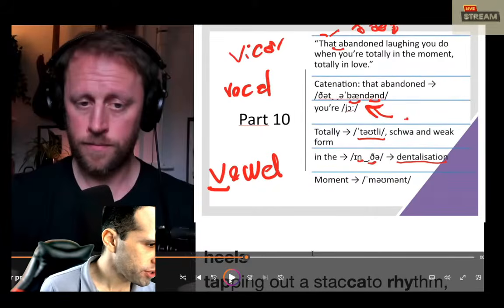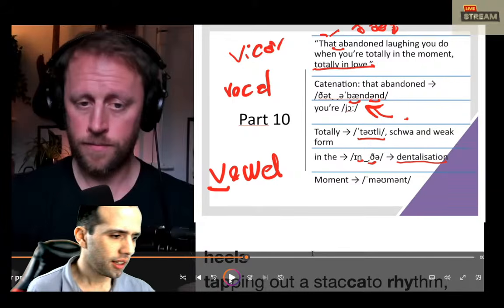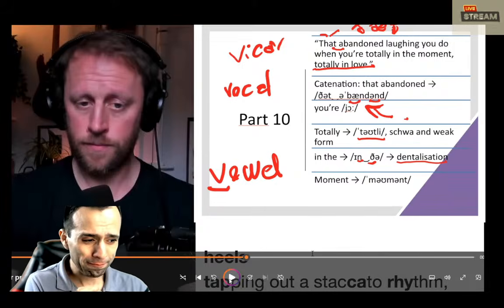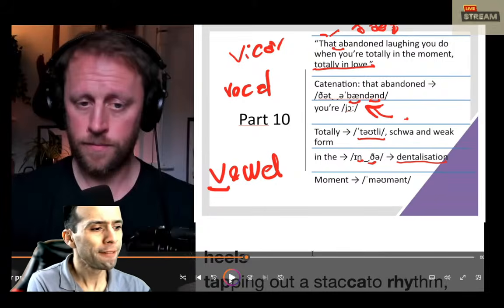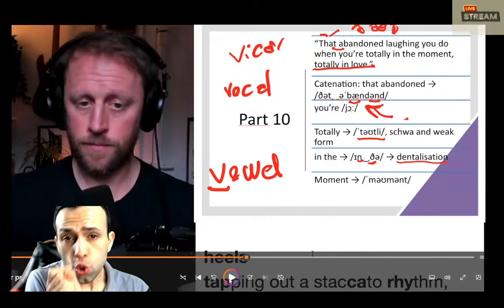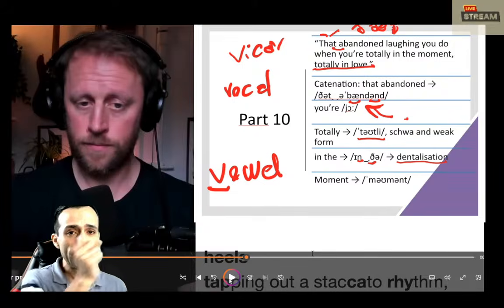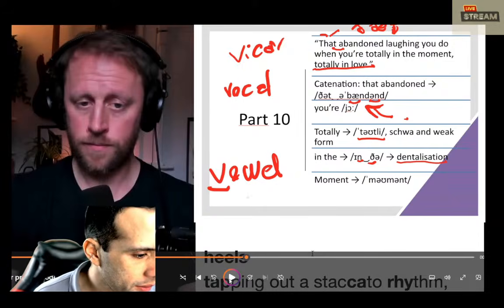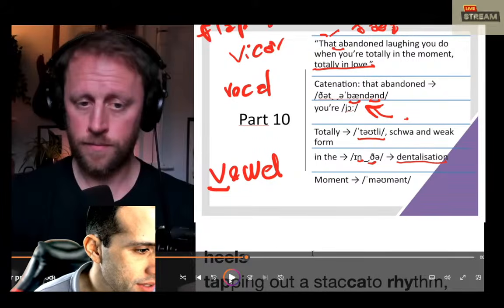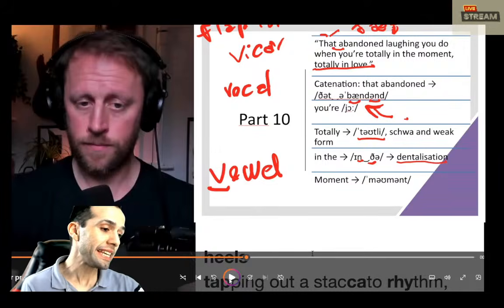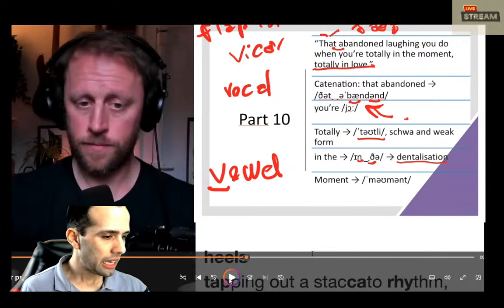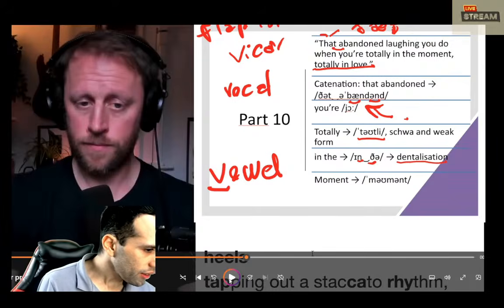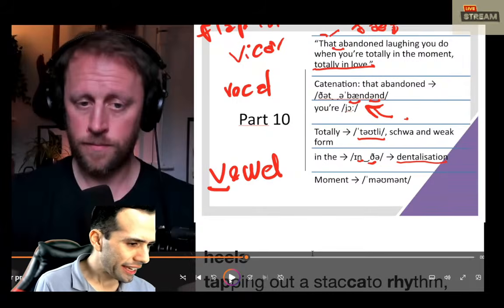Which actually was included in the previous slide here. Totally in love. The only thing worth mentioning here is that you've got totally in British English, and totally in American English with a flap T. This is how a flap T is written. Flap T. Okay, so you get that flap T there.